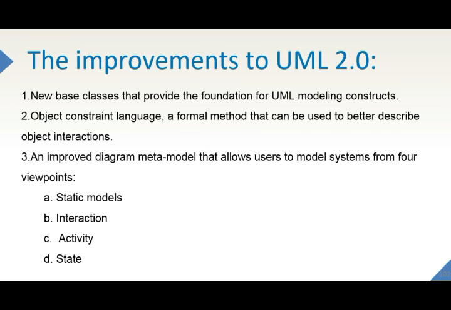An activity model describes the flow of activities within a system. For D, state, an example of this is a state diagram. A state diagram system is composed of a finite number of states. An example of a state diagram system is a finite state machine. An example of a finite state machine is a vending machine.